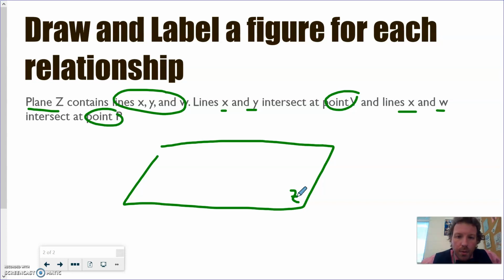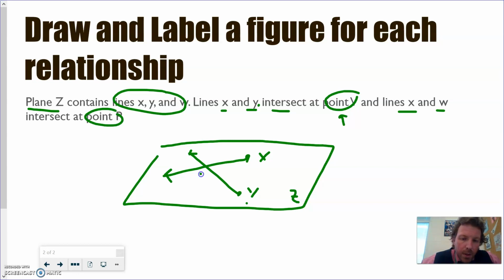The thing that I would do is I would just kind of break it down. We know that X and Y have to intersect. So I'm going to draw a line in here, and I'm going to label it X. And then I'm going to cross another line with it, and label that Y, because we know they're supposed to intersect. And where are they supposed to intersect? At point V. The way this could be difficult for you is that you can really put these lines anywhere as long as they're located inside of plane Z. They don't have to be exactly where I'm putting them. I'm just going to write that point V is that intersection. Okay?